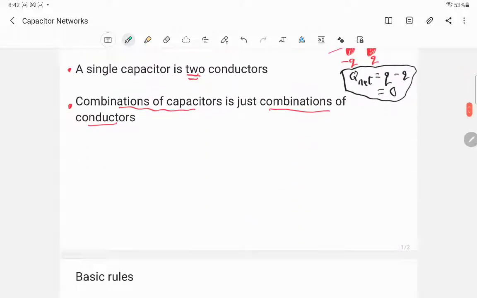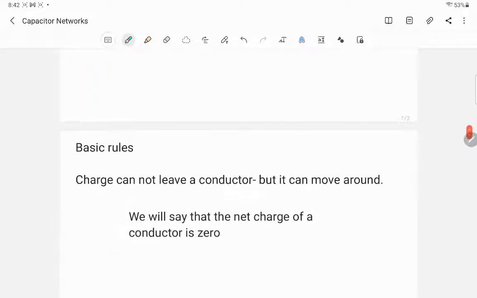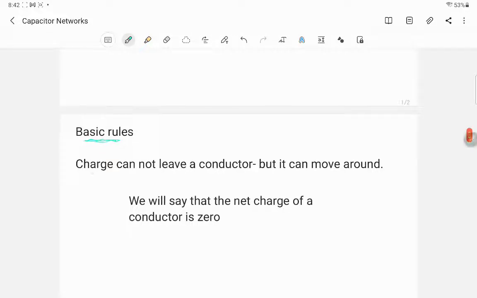All right? So remembering that combinations of capacitors is just combinations of conductors, we can have some basic rules that I'll show you how to use in the following video for very specific cases. Charge cannot leave any particular conductor, but it is allowed to move around. This is the free conduction electrons, right, that are in metals.